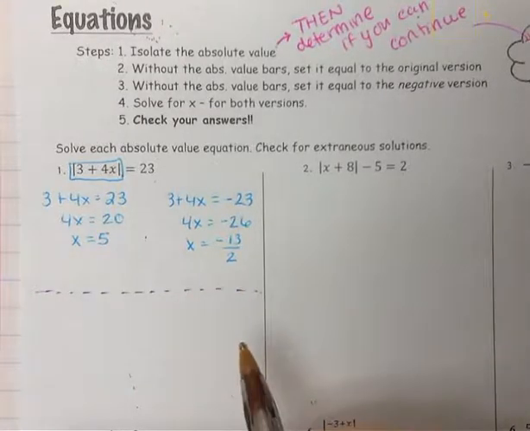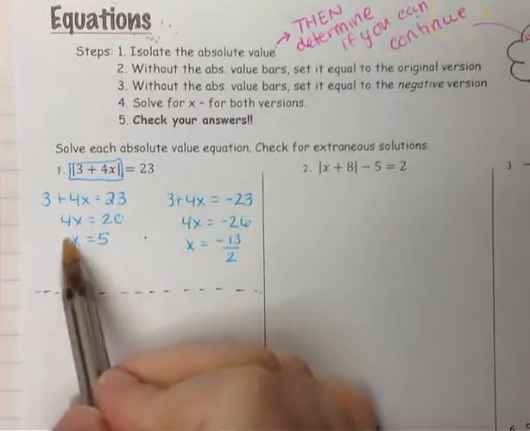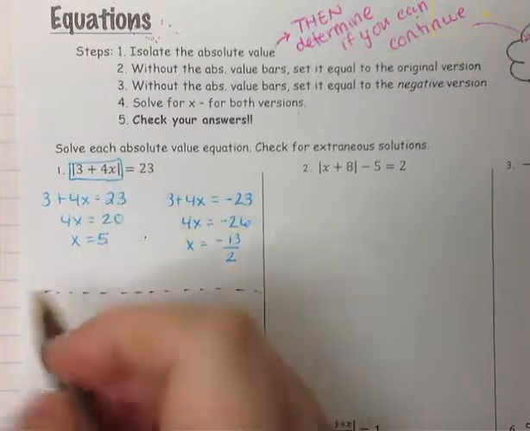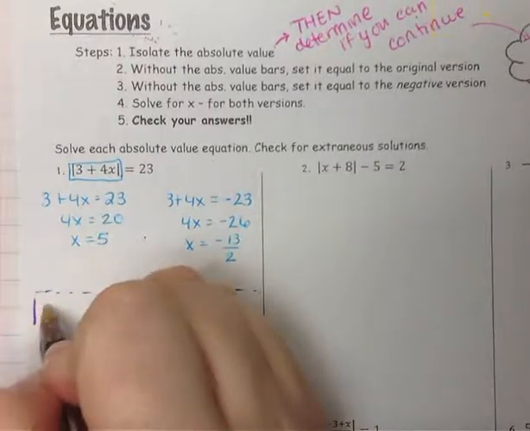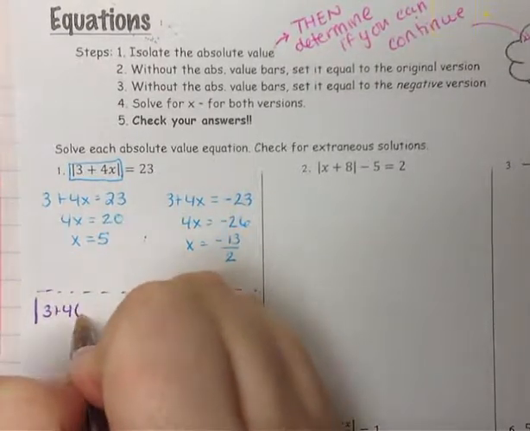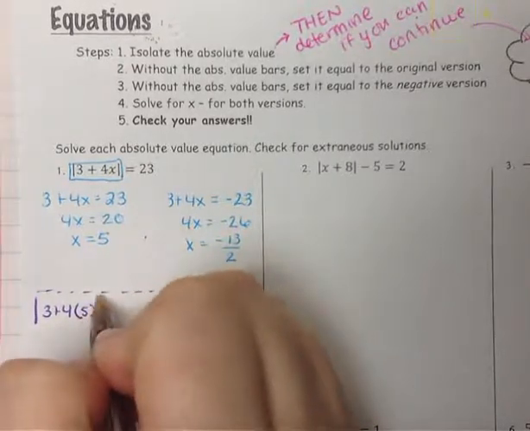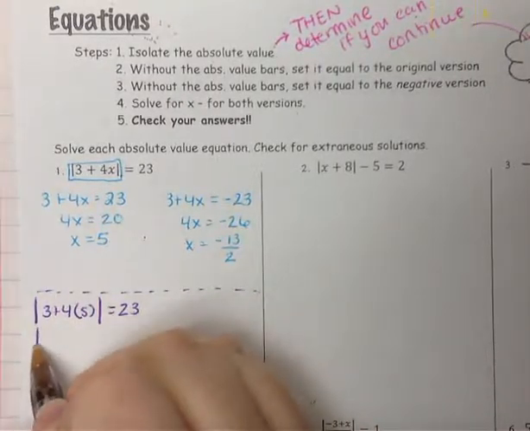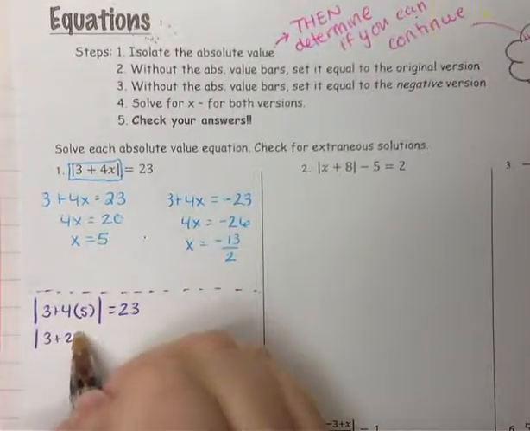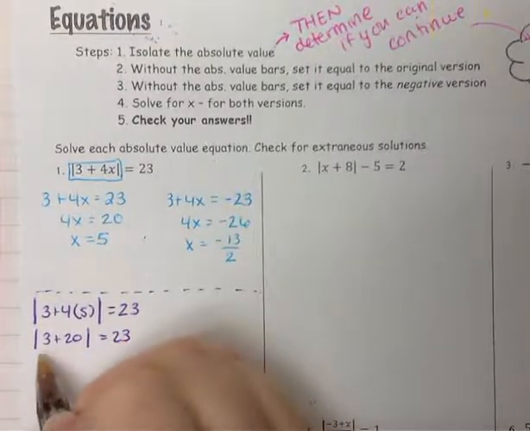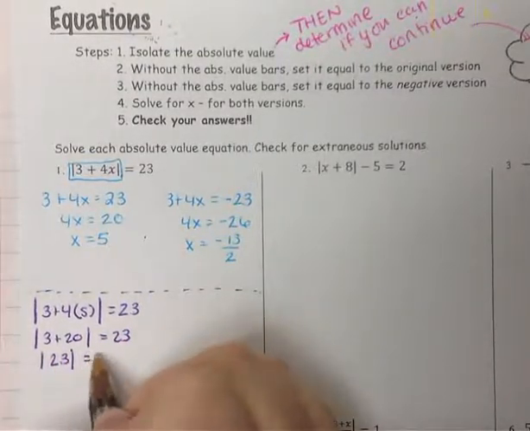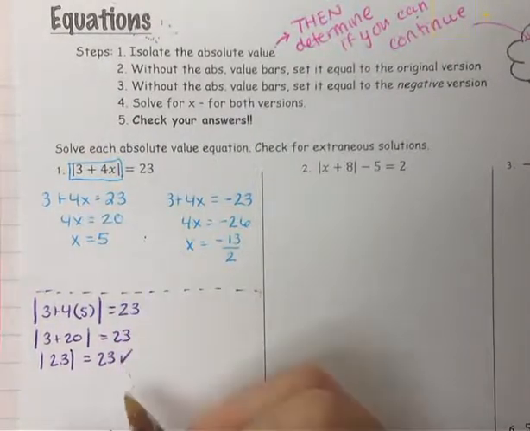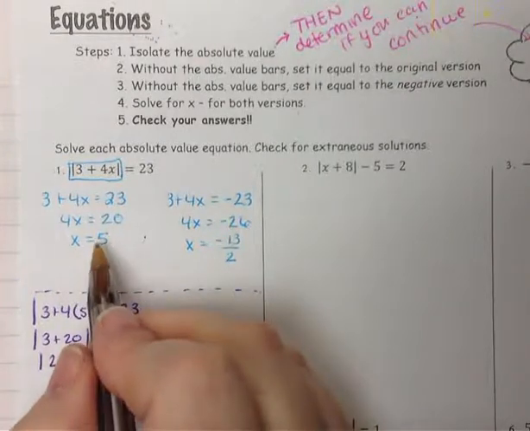I'm going to break it up so I can do my checks. I need to plug my answers back into the original to see if it comes out correctly. For this side, I have the absolute value of 3 plus 4 times x of 5, hopefully equal to 23. Simplifying, 3 plus 20 is 23. So the absolute value of 23 is supposed to equal 23. The absolute value of 23 is 23. It works, so x equals 5 does work.